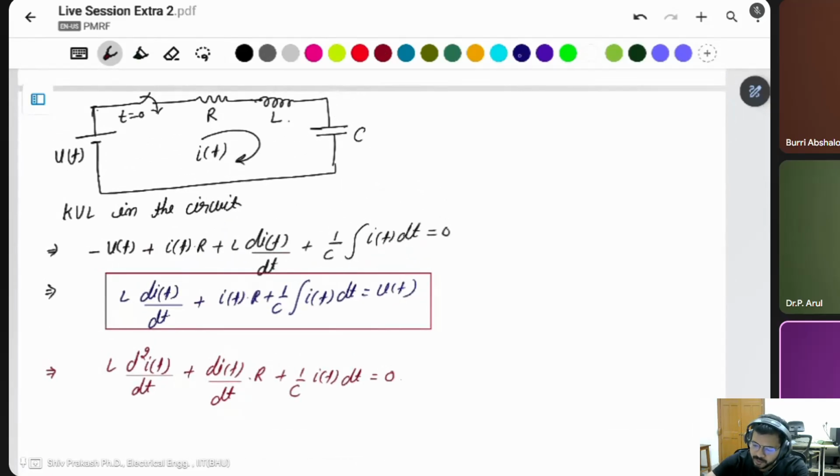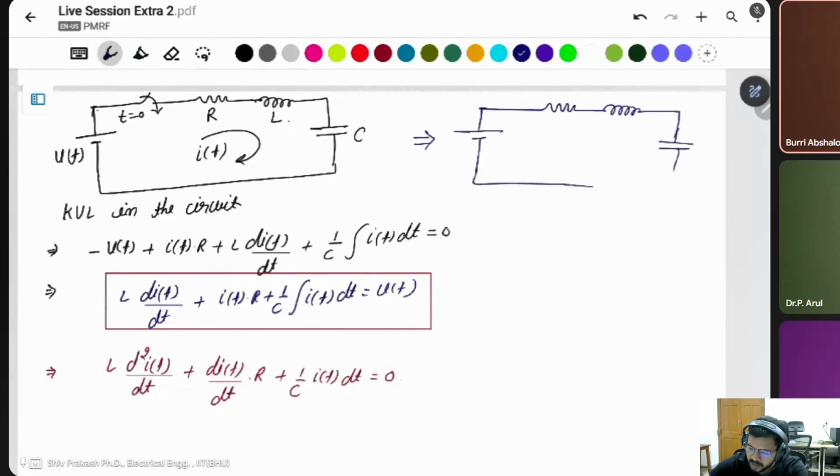Same thing, suppose you try to solve by the Laplace: simply a voltage source and a resistor, an inductor and a capacitor.